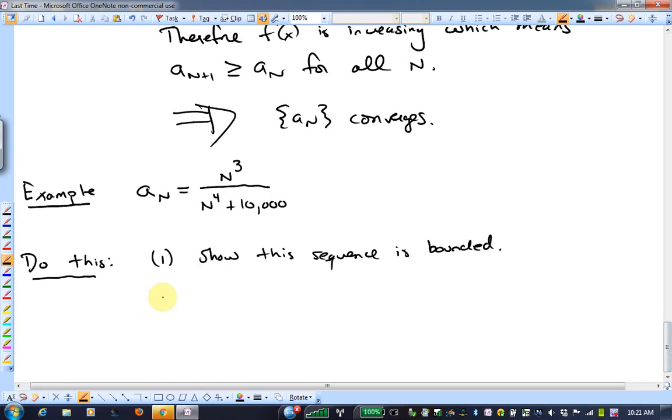Okay? The second thing is show it's increasing until n is about equal to 13. I think that's what I want. I think this is what I want this one to do.